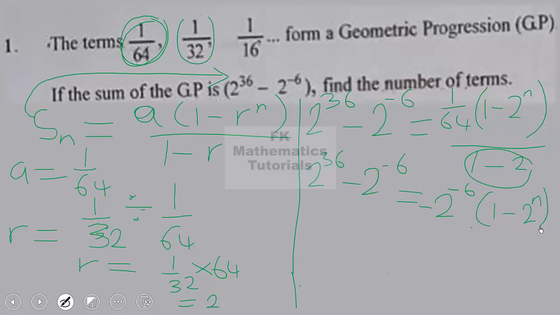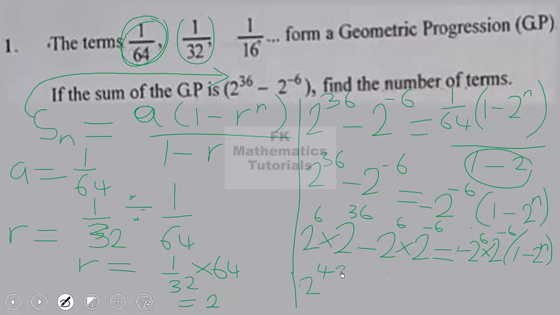So if you multiply by 2 exponent 6, 2 exponent 6 times 2 exponent 36 minus 2 exponent 6 times 2 exponent negative 6 is equal to negative 2 exponent 6 times 2 exponent negative 6 into bracket 1 minus 2 exponent n. So we'll get 2 exponent 42 here. Write one base for this and add the exponents. Then this one becomes 2 exponent 0, which is 1, is equal to negative 1 into bracket 1 minus 2 exponent n.